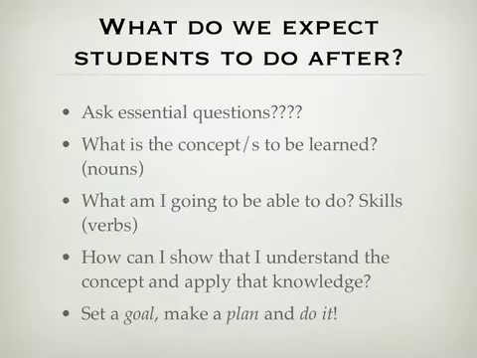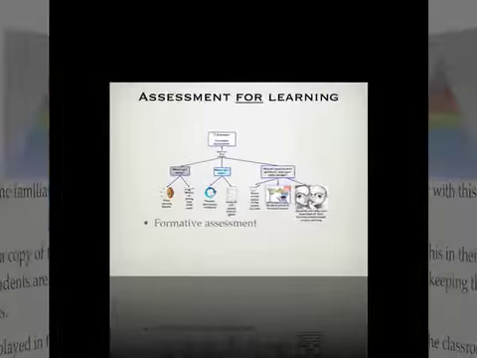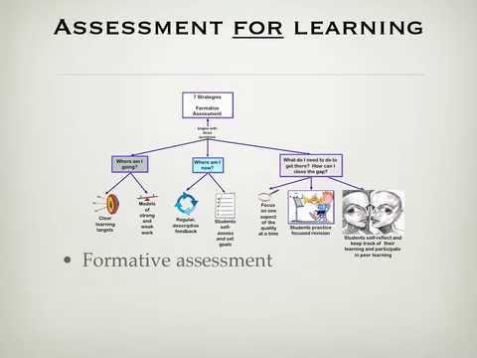So what do we expect students to do after they've broken down that standard or indicator? That they will ask those essential questions. Want students to become familiar with Bloom's Taxonomy so they know where they're working, whether they're applying that knowledge, analyzing, creating. Display the Bloom's Taxonomy, use it in your classroom, share it with your students. Help students know, where am I now? Where am I going? What do I need to do to get there? How can I close the gap?